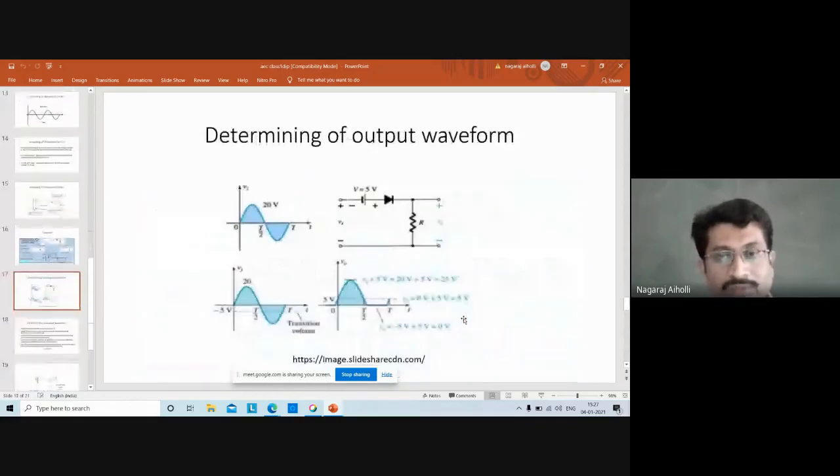So, determining the output waveform, note down this example. You have to determine the output waveform for the applied input signal. It is a 0 to 20 volts signal, positive peak is 20 volts. It is a sine waveform, plus 20 volts to minus 20 volts, applied to the circuit. This is plus VI. Then it is minus plus polarity of the DC supply. Note down, it is minus plus. V is equal to 5 volts. The diode polarity is positive negative. Then the resistance is connected at the output.